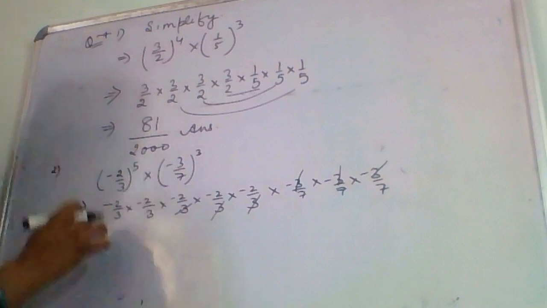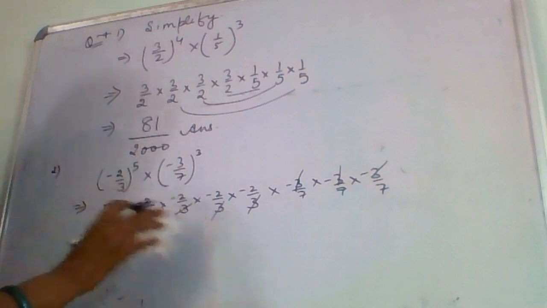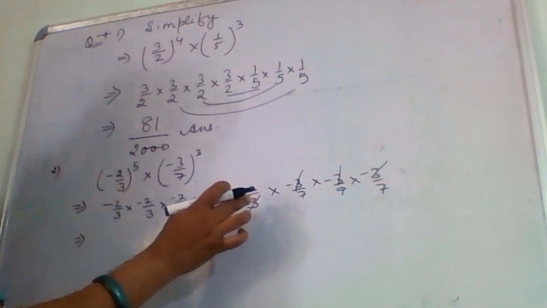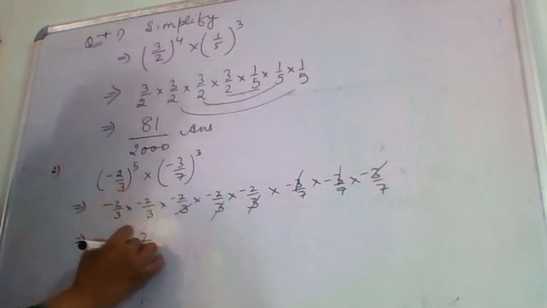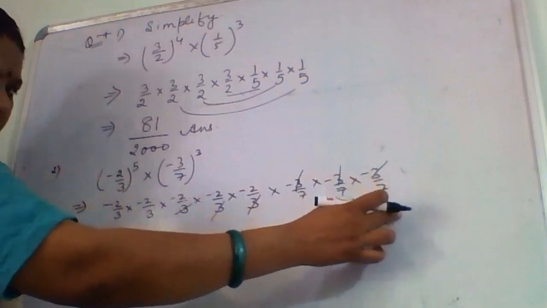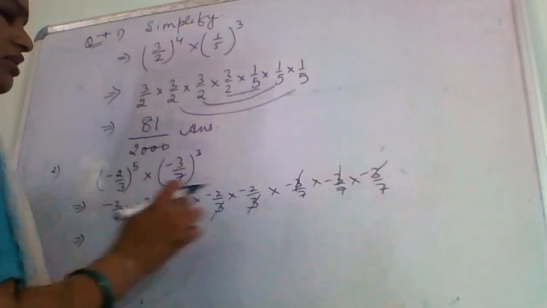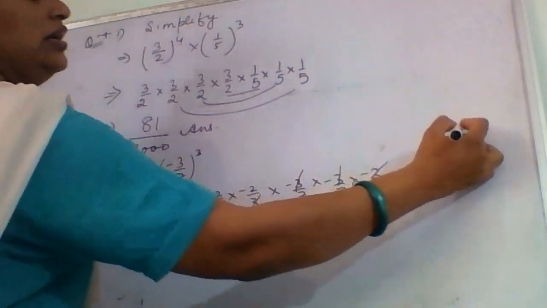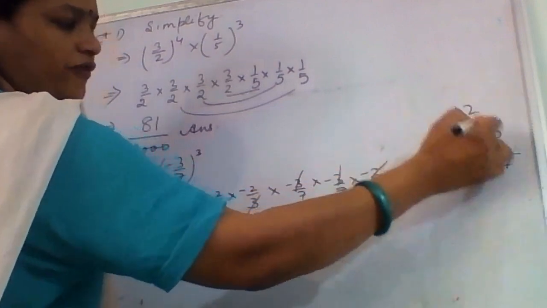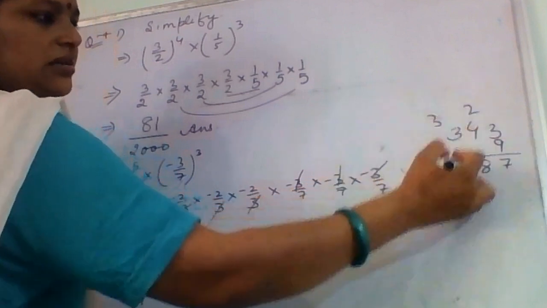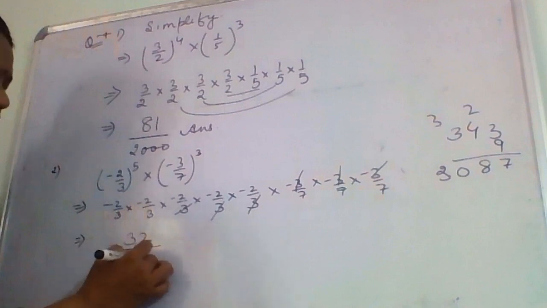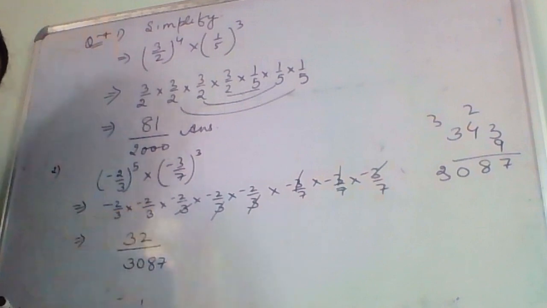So what is my answer? First I leave the sign part. I just multiply: 2 2s are 4, 2 4s are 8, 2 8s are 16, 2 16s are 32, and that's it. What about the denominator? 7 7s are 49, 49 7s are 343, I suppose, and 343 9s are... So I will just multiply over here. 9 3s are 27, 9 4s are 36, 37, 38, 30. So it is 3087. Right?